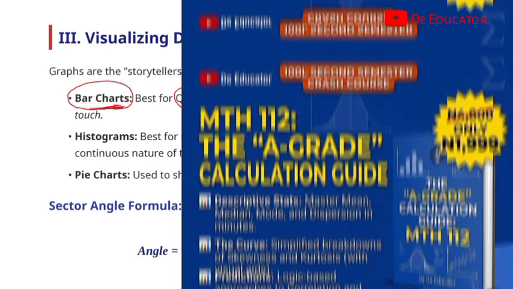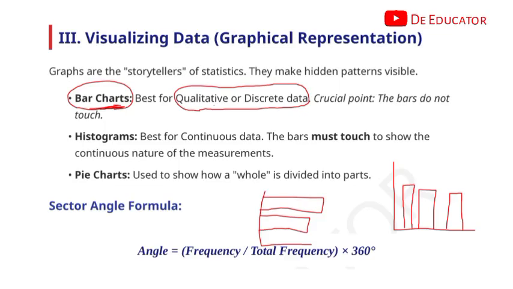Okay, so let's come back to the lesson. The next one is the histogram. Histogram is best for continuous data. We use histogram to represent continuous data, and we already know what continuous data are. The bars must touch, please take note, to show the continuous nature of the measurements.